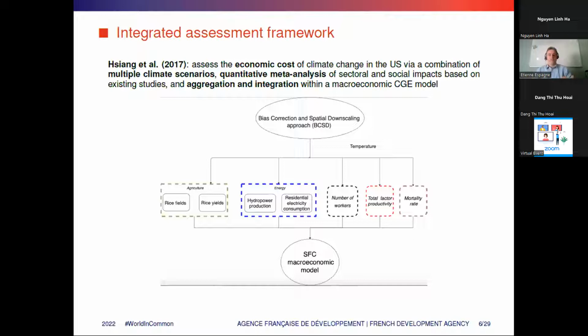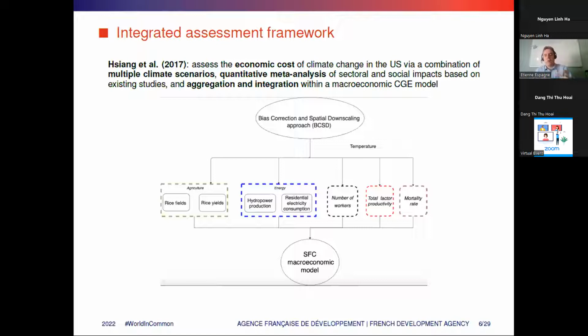Then the idea is to have sectoral assessments of climate impacts. More specifically, we looked in the COP26 report at agriculture in the face of temperature increases, but also in the face of sea level rise. We looked at energy impacts, mainly on the supply side, hydro production impacts, and on the demand side, residential electricity consumption impacts. For hydropower production, the impact is driven mainly by the change in precipitation regime.